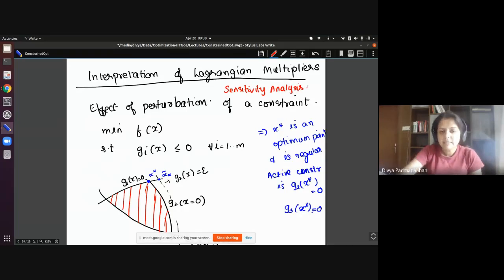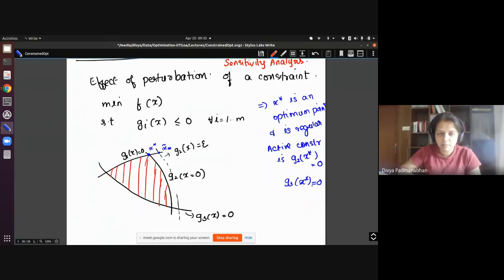Let's consider a problem where you're trying to minimize some function and you only have inequality constraints, g_i(x) less than or equal to 0. I have 3 constraints in this figure, and all these curves correspond to g1(x) is 0, g2(x) is 0, and so on. This is the original problem, and the shaded region gives the region where g_i(x) is less than or equal to 0. Suppose the optimum is at this point, x star. At x star, there are 2 constraints which are active, g1 and g2. I've written something here.